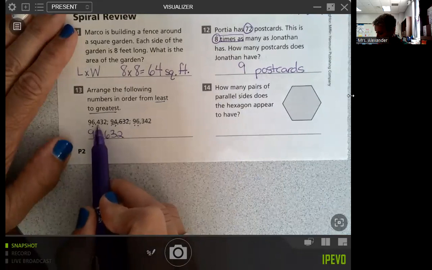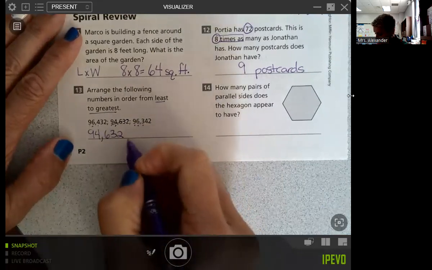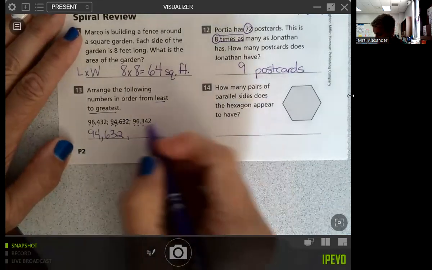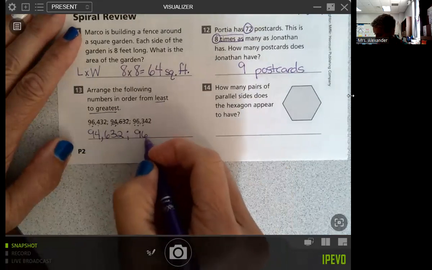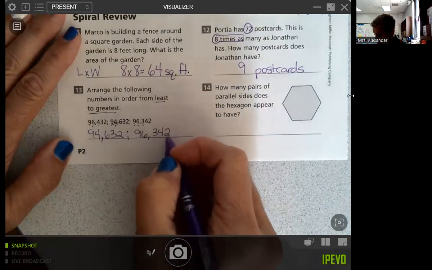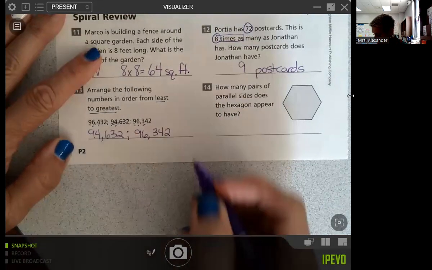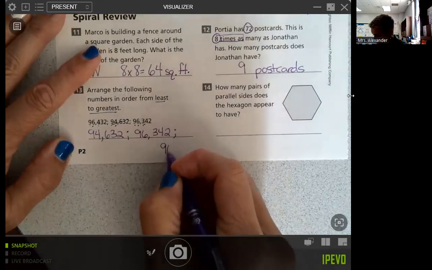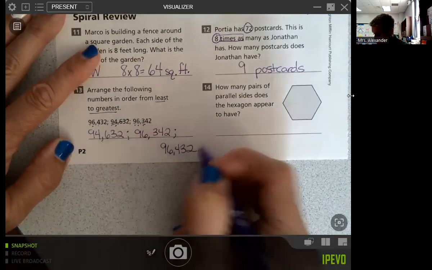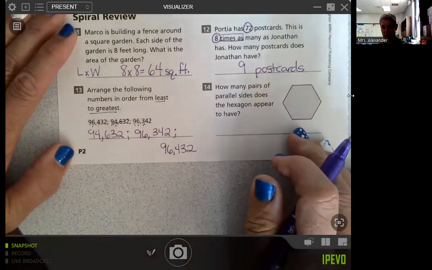I'm going to the hundreds. I have a 4 and a 3. So next I'm going to say 96,342 because 3 is less than 4. And that leaves 96,432 as the greatest number in that group.